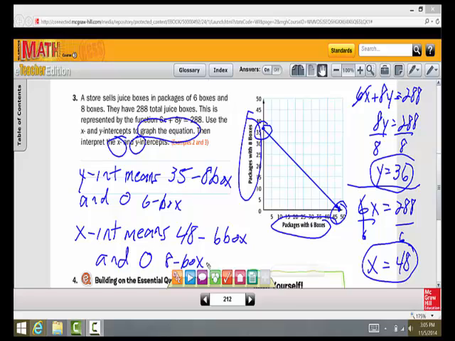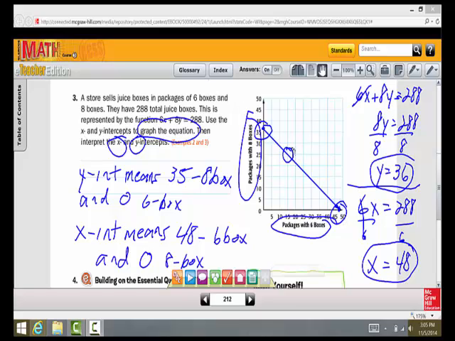So what I want you to get out of that is that, for example, if we find a spot right here, a nice point here, this point here means that we can buy 15 6-box packs and 25 8-box packs. That's what the whole idea of graphing this line is all about.